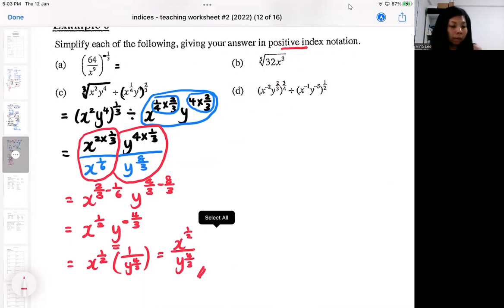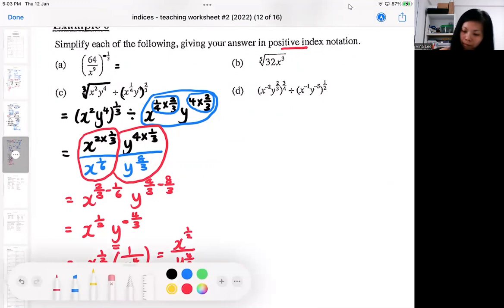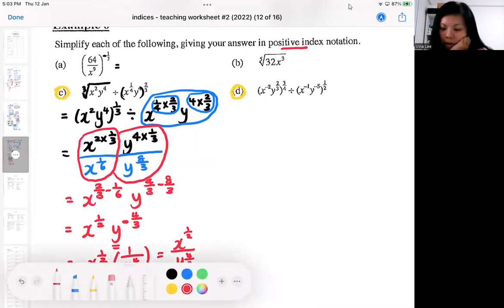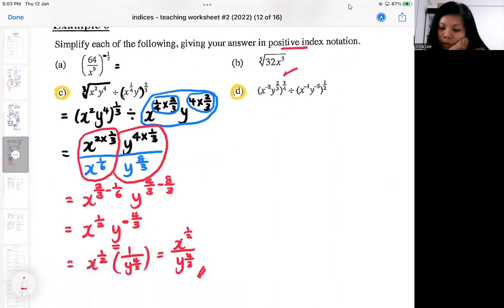Okay, so for part D, I would like you to try. Part D is exactly the same method as C. So you can apply a double power first. So do a double power for these two fractions. Okay, this is my hint to you.